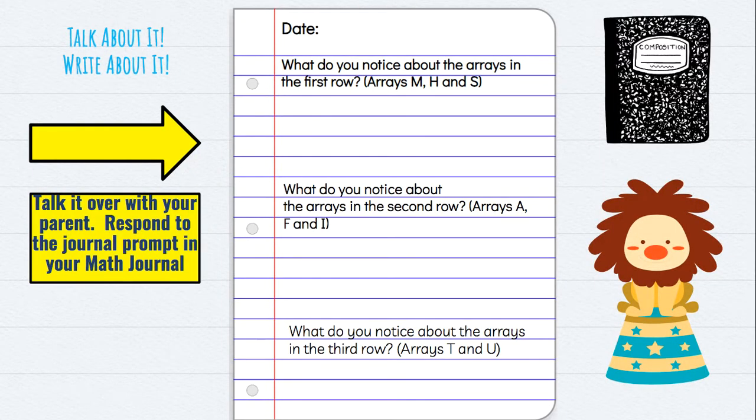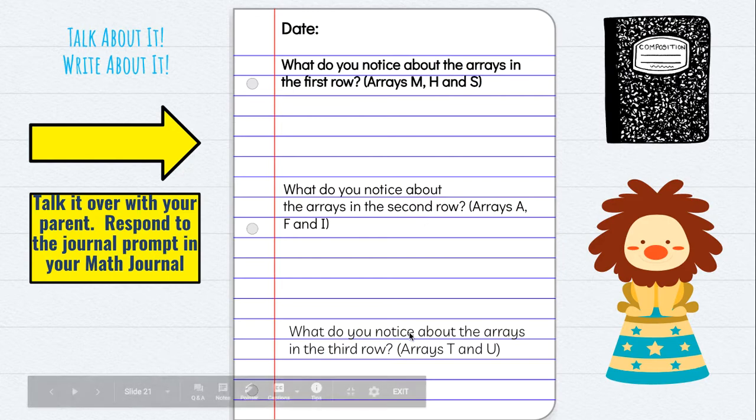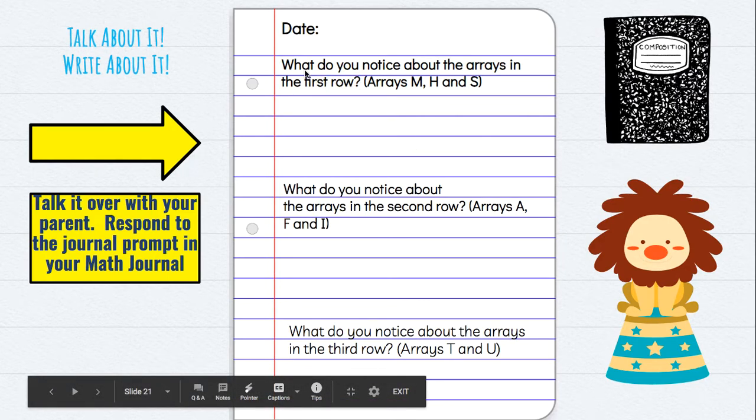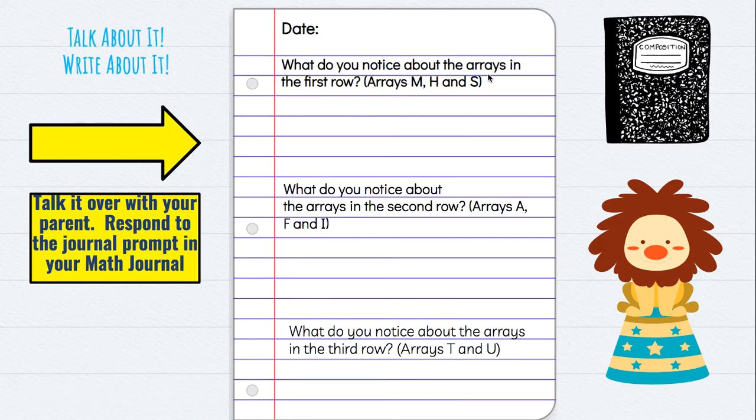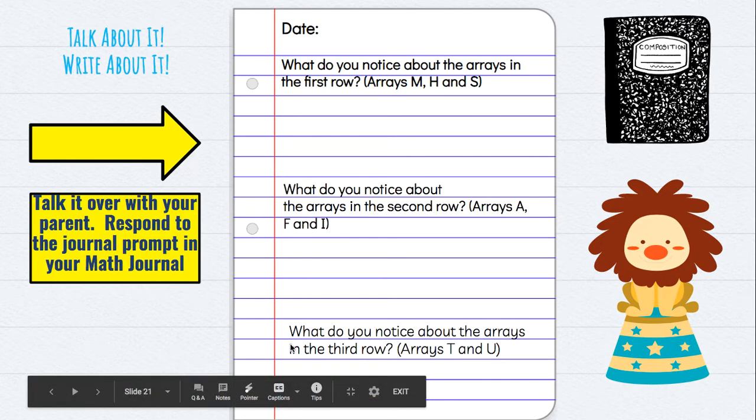Then I want you to do a little talk about it, write about it. So take out your math journal or a piece of paper and answer these 3 questions in your math journal. It says first, what do you notice about the arrays in the first row, which is arrays M, H, and S? Then what do you notice about the arrays in the second row, arrays A, F, and I? And last, you guessed it, what do you notice about the arrays in the third row, arrays T and U?